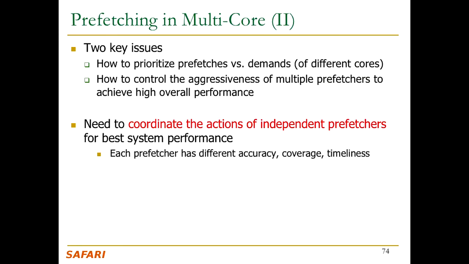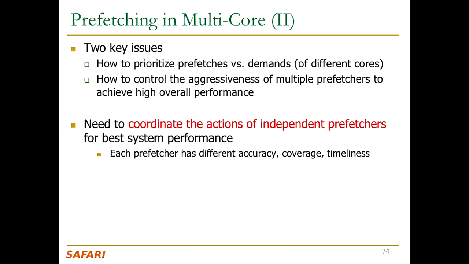Apart from the design of the prefetcher, your design of the prefetcher should be careful to begin with, but we've already discussed some of those issues. So in multi-core, there's this interesting thing that you need to coordinate the actions of independent prefetchers also somehow if you want to get the best system performance. If you're doing feedback-directed prefetching on different cores and you're not getting feedback from other cores, then you have a problem.